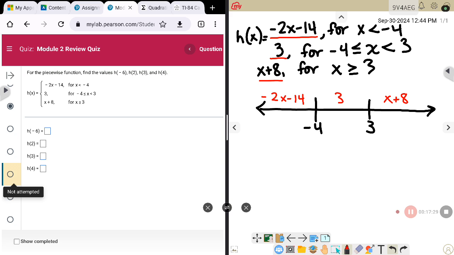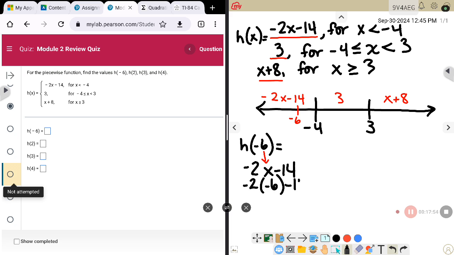So the first one is h of -6. So just like the last one, I find where -6 would be on the number line, and it's in that first piece, so it's in -2x minus 14, and then put your -6 in for the x. So I'll have -2 times -6 minus 14, which gives me 12, minus 14, which is -2.